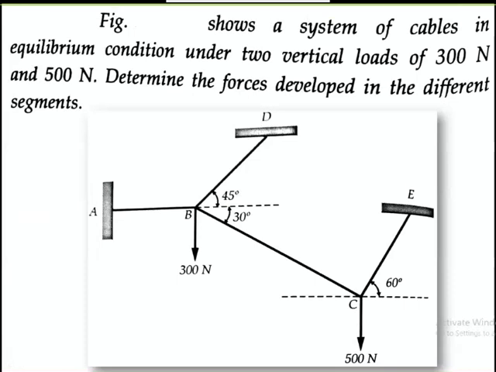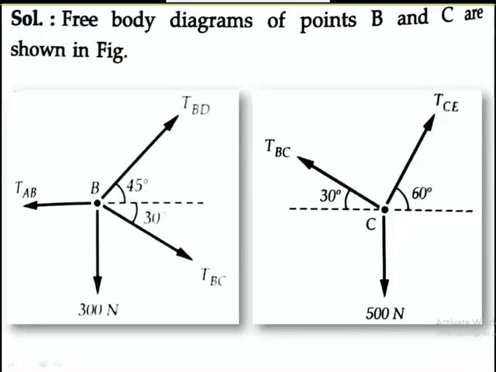And this joint, I'll write the free body diagram of this joint also, that is TCE, TCB, and the other one is 500 Newton. You can observe here. First we can take this TCE, TBC and 500 Newton. First we will consider this one, because here we are having only three forces. Here we can use Lami's theorem.